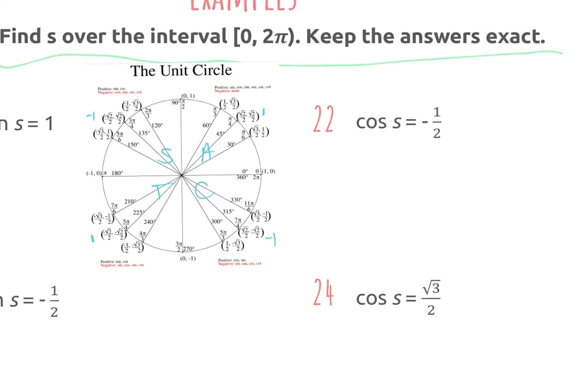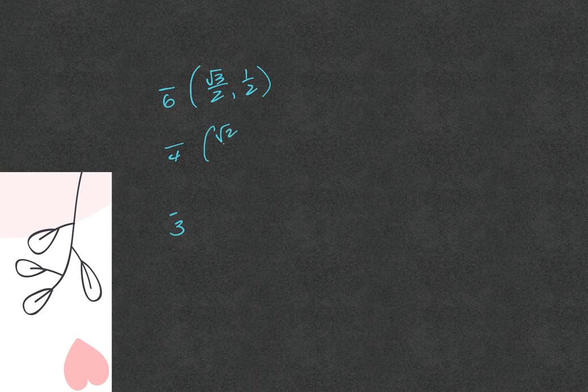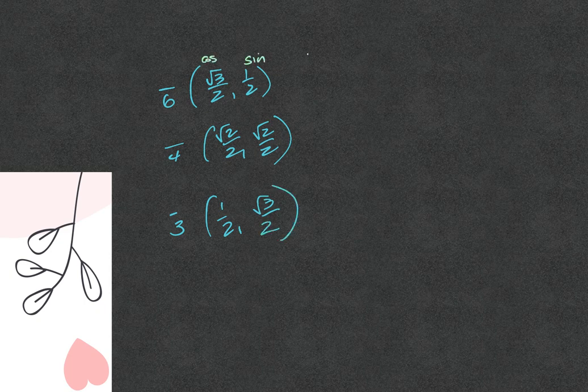Remember we talked about your over 6, over 4, over 3. This is root 3 over 2 and 1/2. This is root 2 over 2 and root 2 over 2. This is 1/2 and root 3 over 2. So this is your cosine, this is your sine, and then the tangent is root 3 over 3, 1, and root 3. So that would literally take care of all of the angles in between all the quadrants. And then you just got to know your quadrant angles, the 1, 0, all that stuff, right?